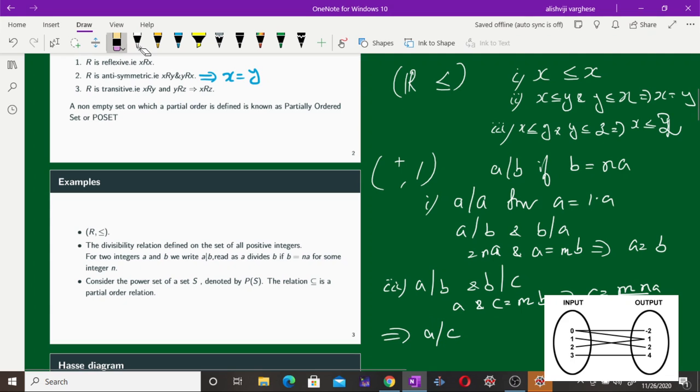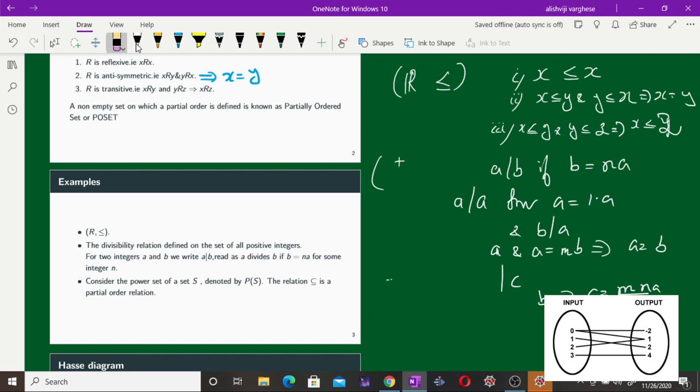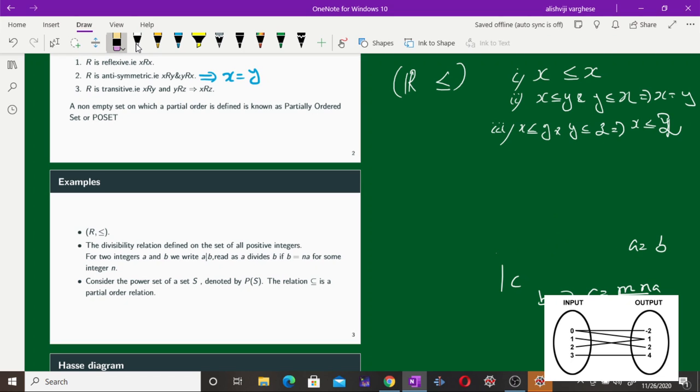And now if we consider the power set of S, where S is a non-empty set, it will also form a partially ordered set under the inclusion relation or subset relation defined on the set of all subsets of a set.